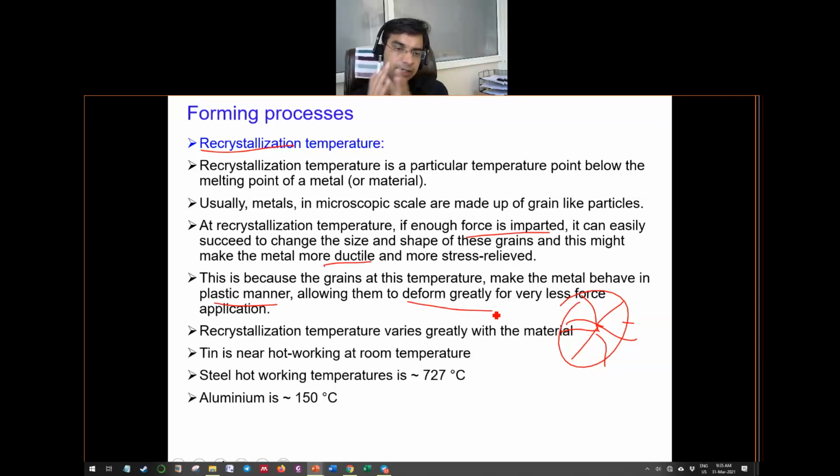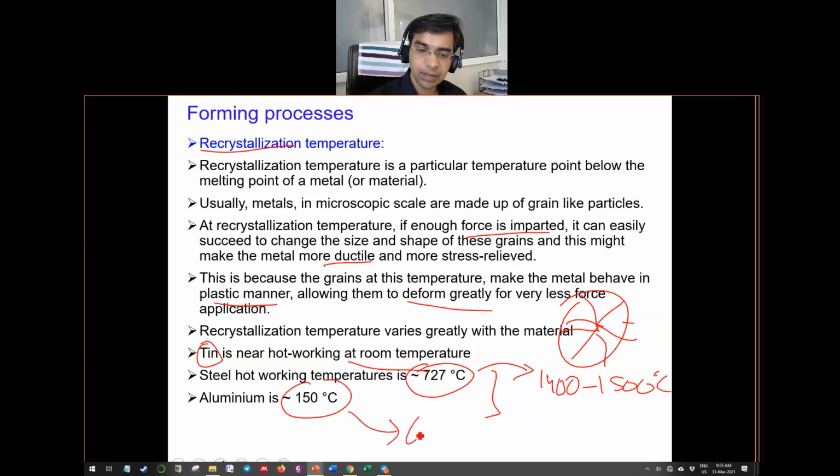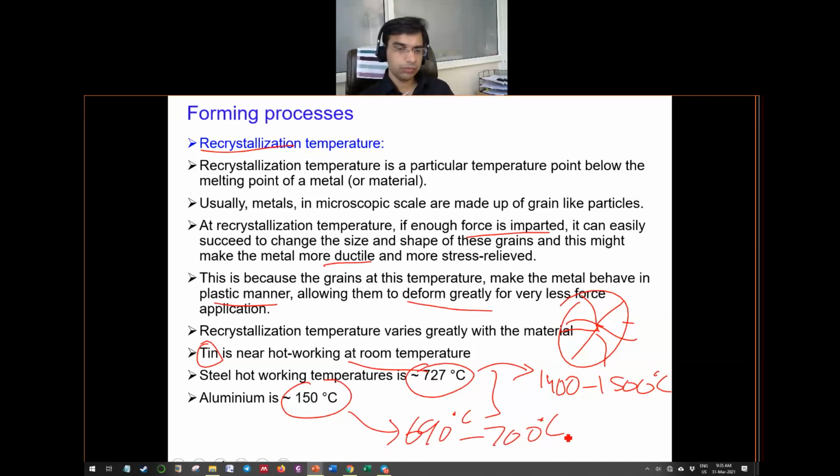Recrystallization temperature varies greatly from material to material. For example, consider tin. For tin, even room temperature may be considered hot working. For steel, the hot working temperature is of the order of 727 degrees centigrade. For aluminium, it is 150 degrees centigrade. You can observe that this is well below their melting point. Steel melts in a wide temperature range since it is an alloy, and aluminium alloys generally melt at 690 to 700 degrees centigrade. So you can see that it is well below the melting point. For different materials, the recrystallization temperature has a different value.